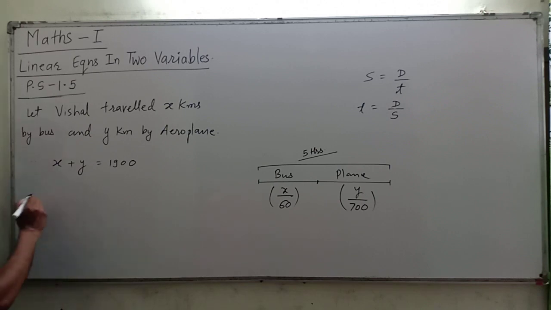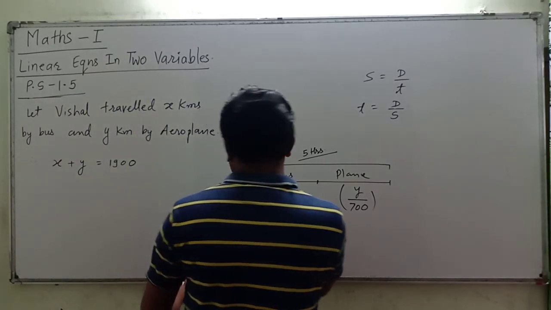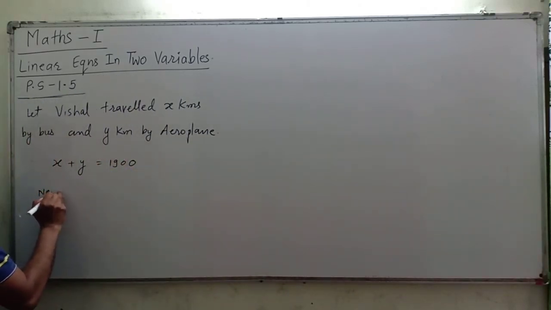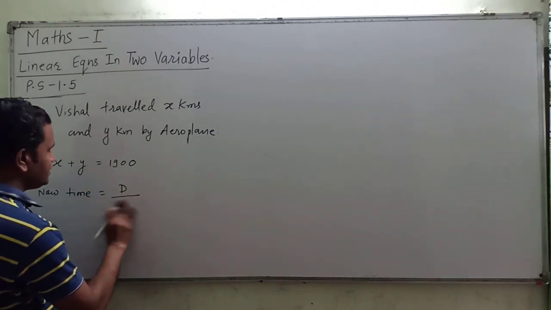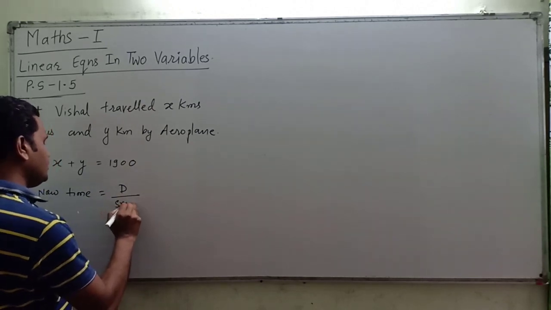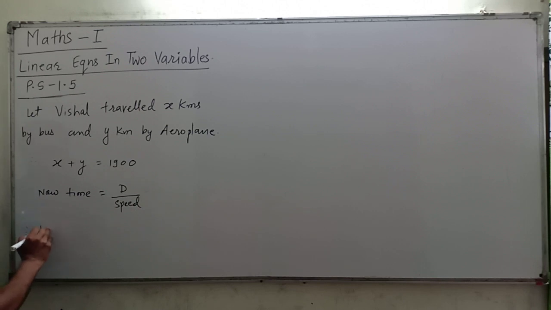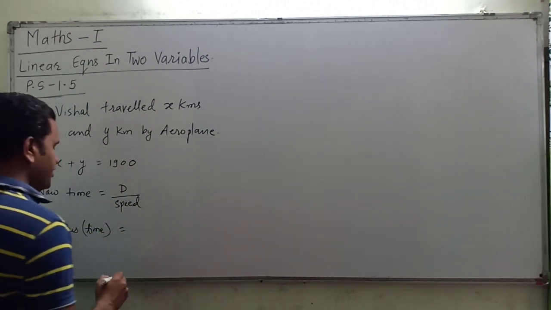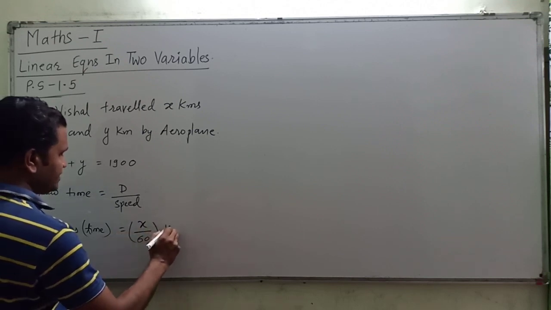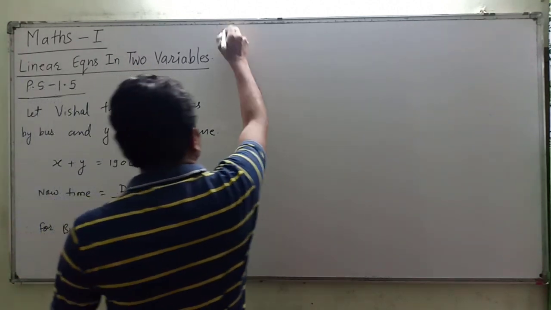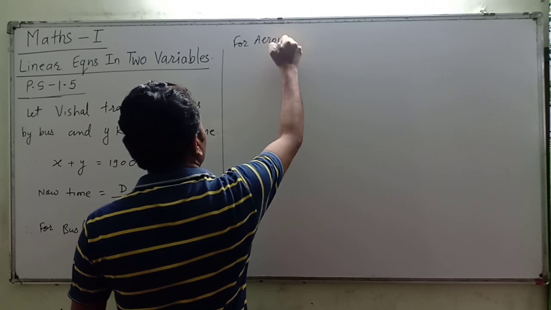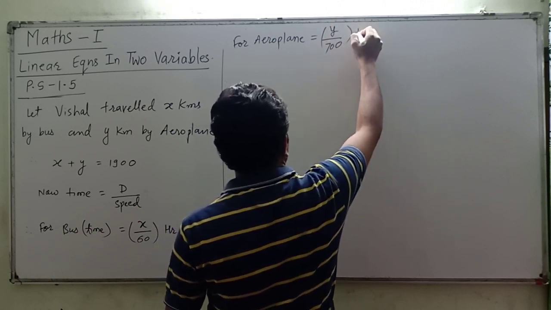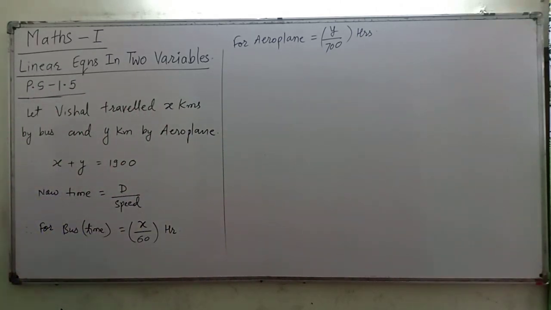So we will write down something here. Okay, see. Now time is equal to distance upon speed. Therefore, for bus, time is distance x upon speed, so x by 60 hour for bus. For aeroplane, distance is y, speed is 700, so y by 700 hours. This is the time taken by aeroplane.